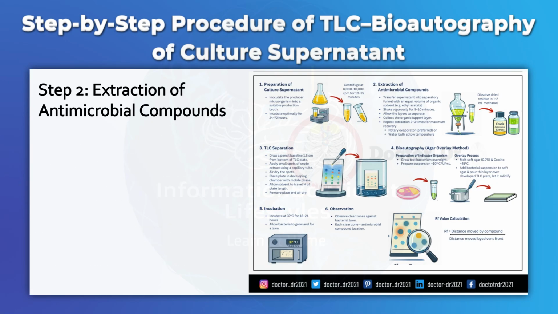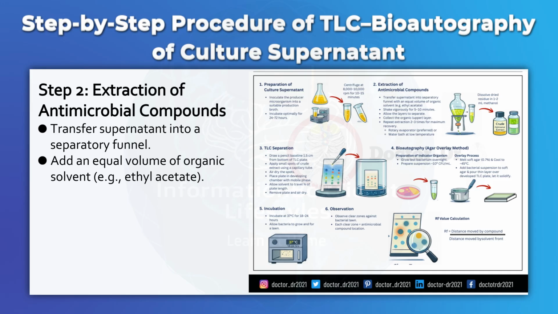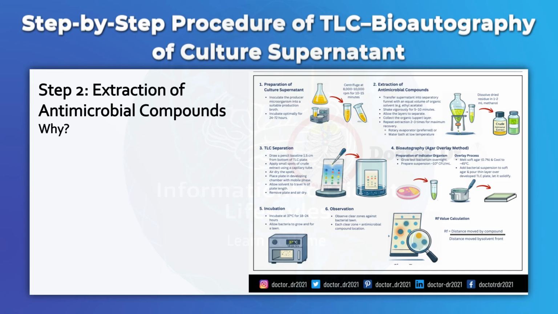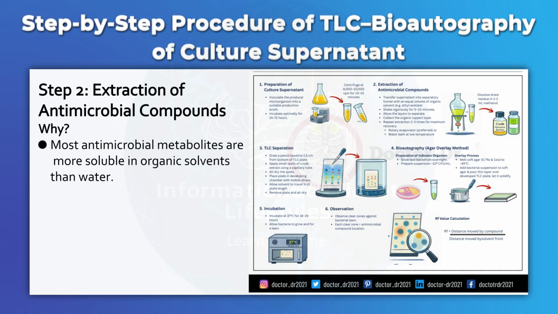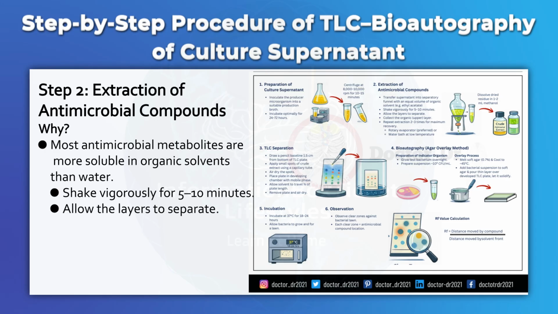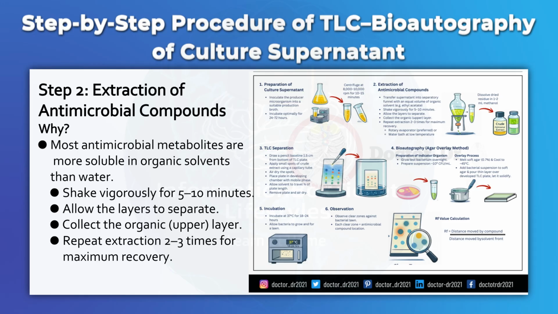Step 2. Extraction of antimicrobial compounds. Transfer supernatant into a separatory funnel. Add an equal volume of organic solvent, for example, ethyl acetate. Why? Most antimicrobial metabolites are more soluble in organic solvents than water. Shake vigorously for 5 to 10 minutes. Allow the layers to separate. Collect the organic, upper layer. Repeat extraction 2 to 3 times for maximum recovery.